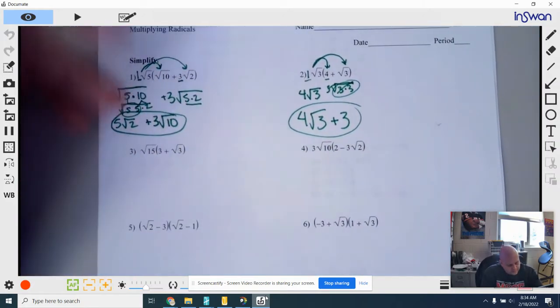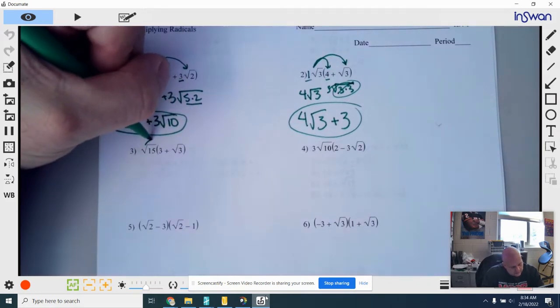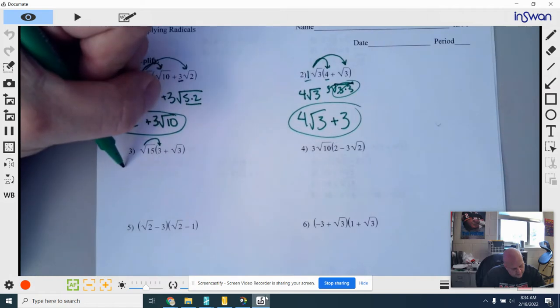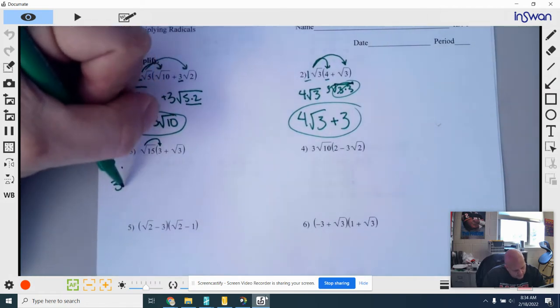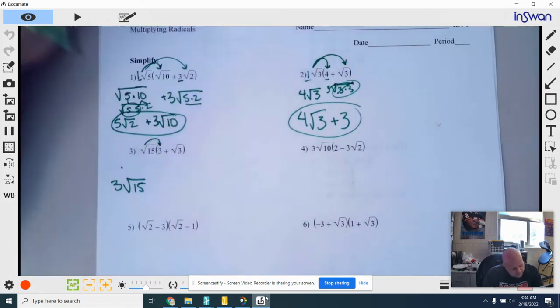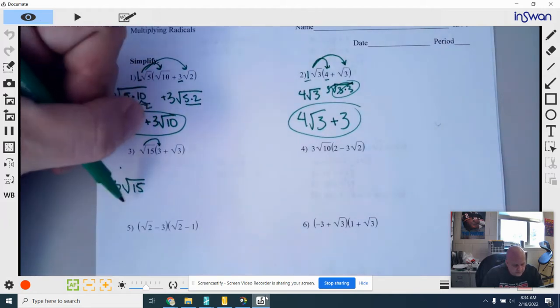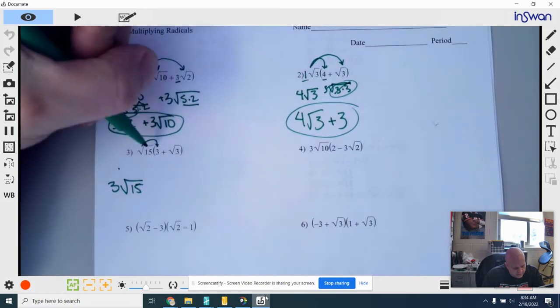Number 3, if I take the square root of 15, I multiply it in times that 3. Again, that's a whole number. So that's going to give me 3 root 15. 15 just breaks down to 5 times 3, so there are no double factors there.